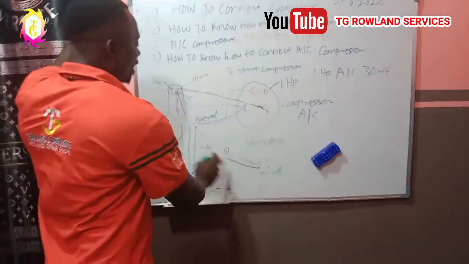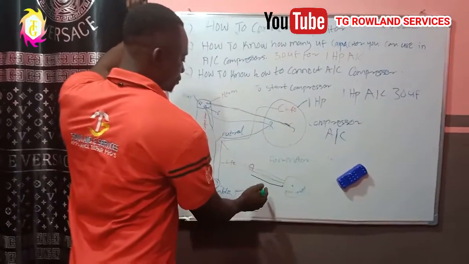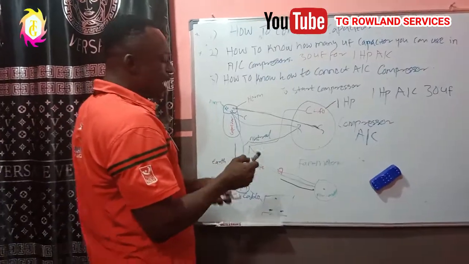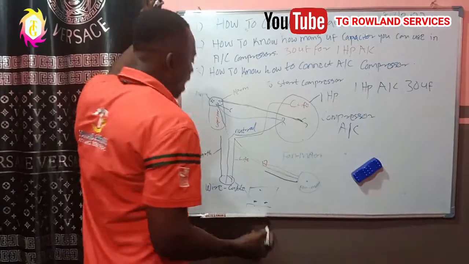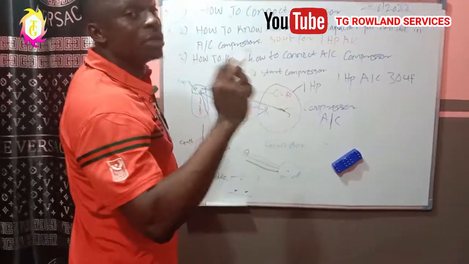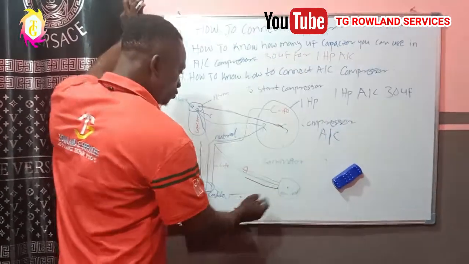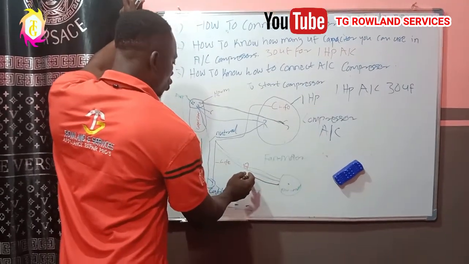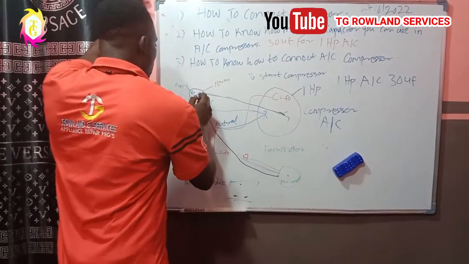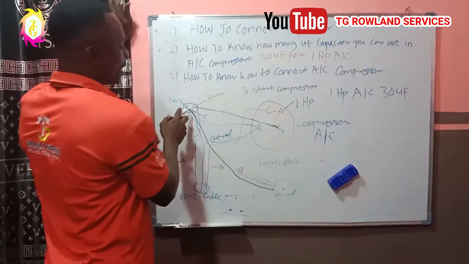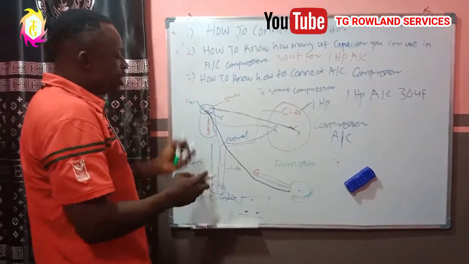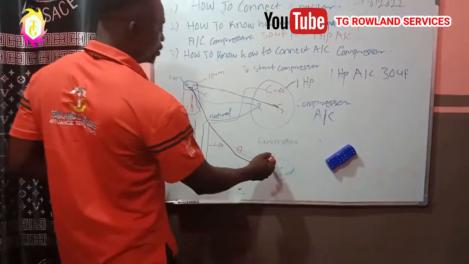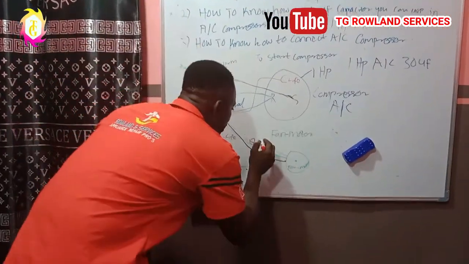Now, the leftover here is the neutral. The neutral wire here cannot be left like that. What you need to do again is drive the neutral line to the neutral line wire. You drag it from this place to this same capacitor terminal. When you watch the whole thing right now, this other live wire, which is the speed, this is the speed line.